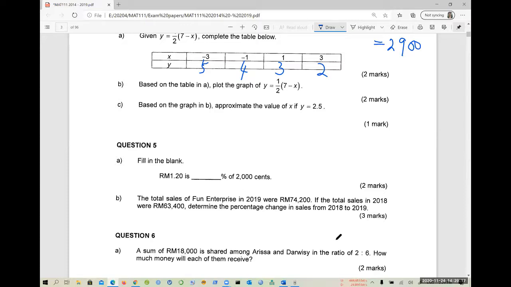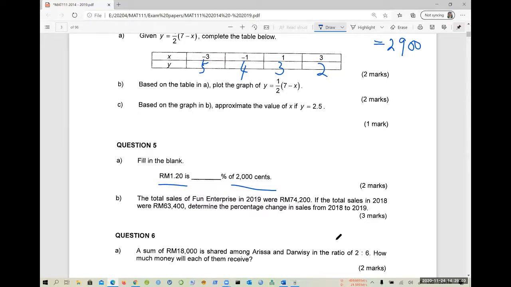So this is related to the topic of percentage. Okay, so in this case, fill in the blanks. So 120 is, so remember when you deal with this kind of situation, make sure that they have the same unit. So in this case, this is in RM, this is in cents.